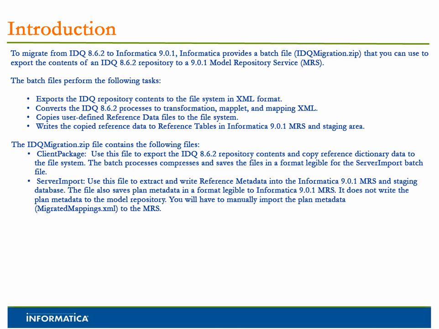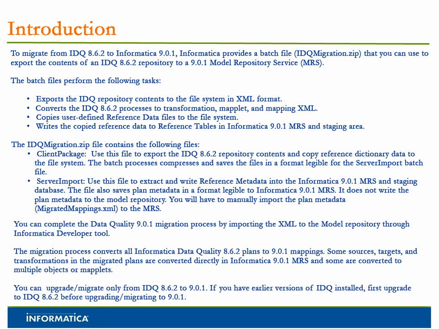Server import. Use this file to extract and write reference metadata into the Informatica 9.0.1 MRS and staging database. The file also saves the plan metadata in a format legible to the Informatica 9.0.1 MRS. It does not write the plan metadata to the model repository. You will have to manually import the plan metadata, migrated mappings.xml, to the MRS. You can complete the Data Quality 9.0.1 migration process by importing the XML to the model repository through the Informatica Developer tool.